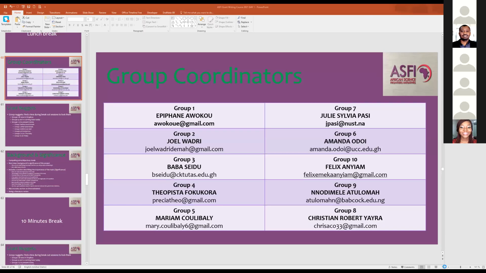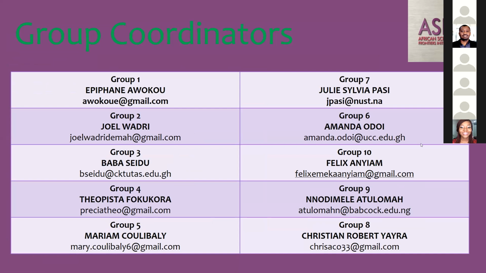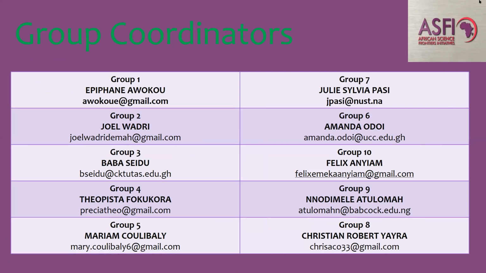Okay. So please, if you want to take a picture of this, this is what I have now. Just take a picture of this. Group 1 is Epiphany, and group 7, you're sharing with Julie, and the emails are there. This is also the full list of everyone who is taking this course. It's in the Dropbox, with the email addresses and country of origin.